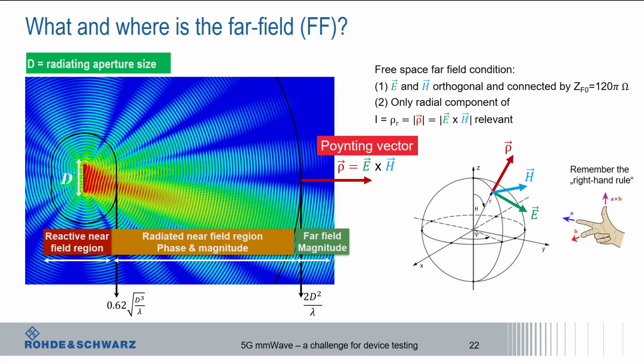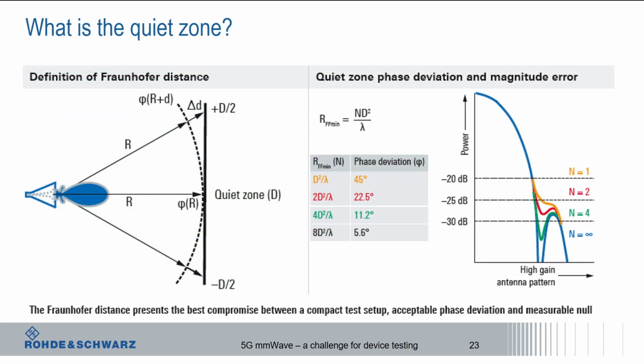And you know, we all learned this in physics sometime back in school. This three-hand rule, or this right-hand rule, sorry. As soon as we are in the far field, we only have to measure the radial component of the pointing vector, and that means it's basically just a power measurement. So it's simple. We don't need to worry about phase. This is different when we are closer to the antenna. And now, where does the far field start?